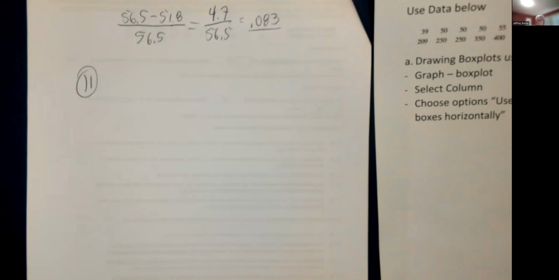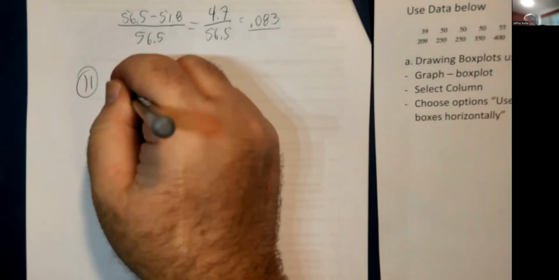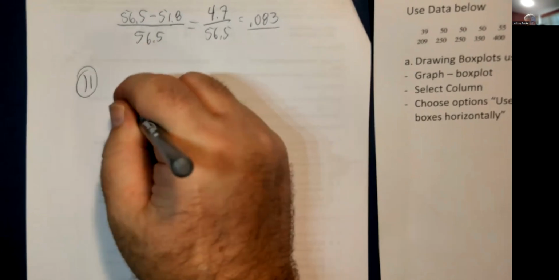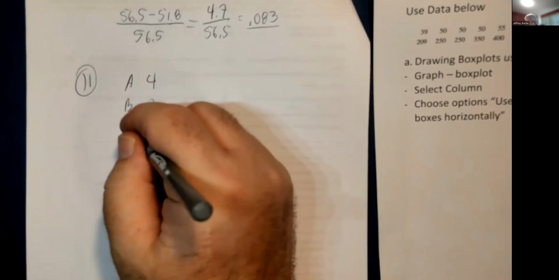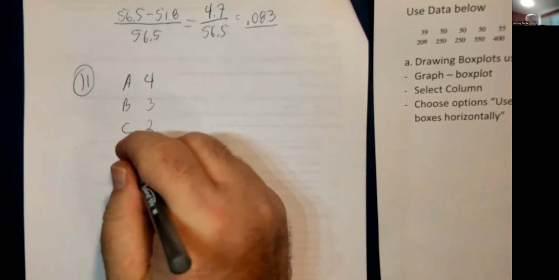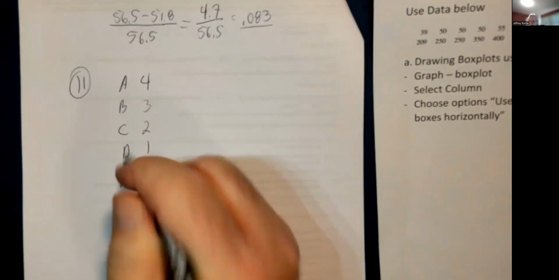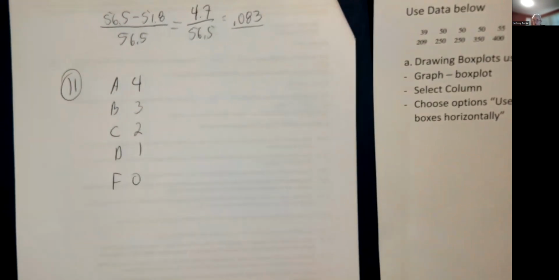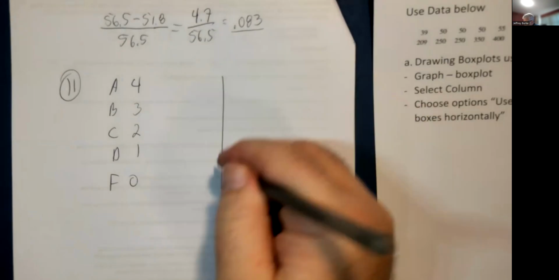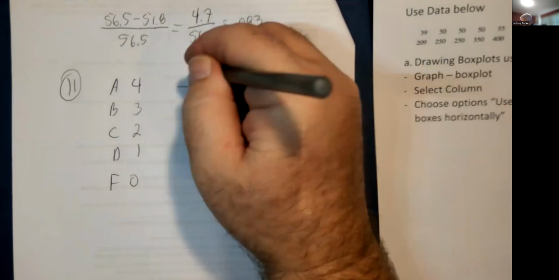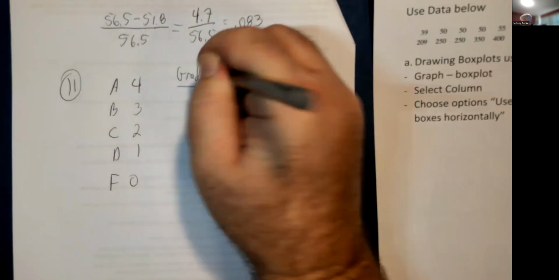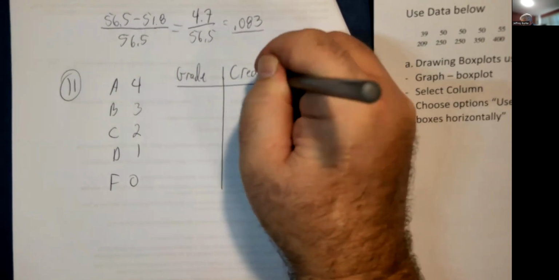So it gives, an A is 4 points, a B is 3 points, a C is 2 points, a D is 1 point, and an F is 0 points. So how do we set up this distribution? Looking at the grade, and then we're looking at the credits.